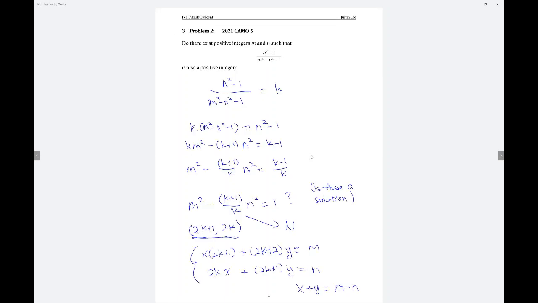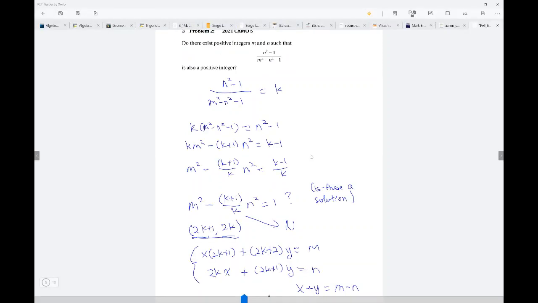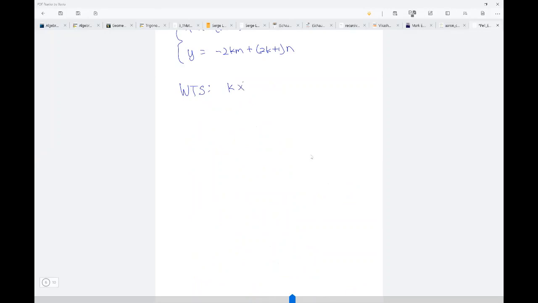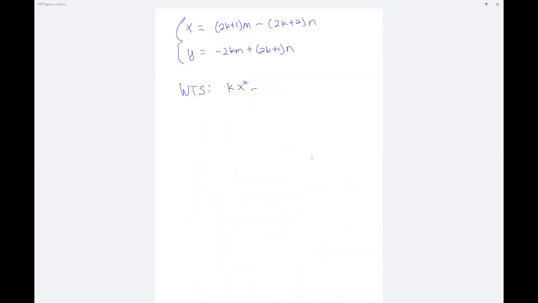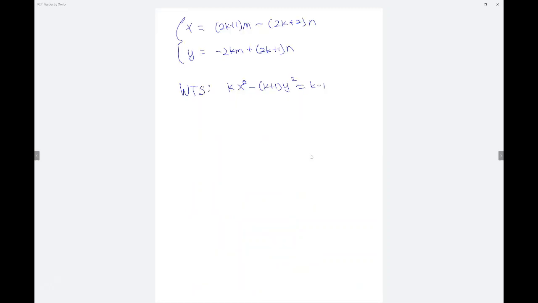Why is that? So we need to show that there is no solution to our Pell equation k x squared minus (k plus 1) y squared equals k minus 1. Why is there no small solution x, y to this equation?